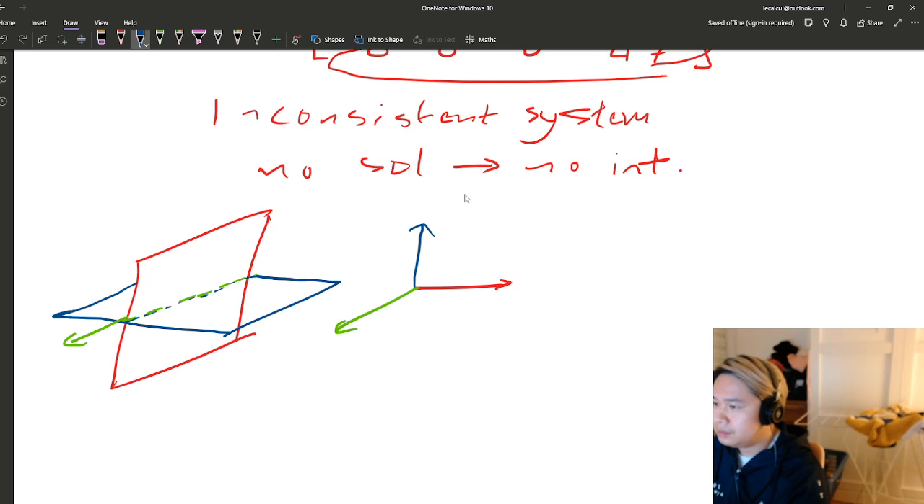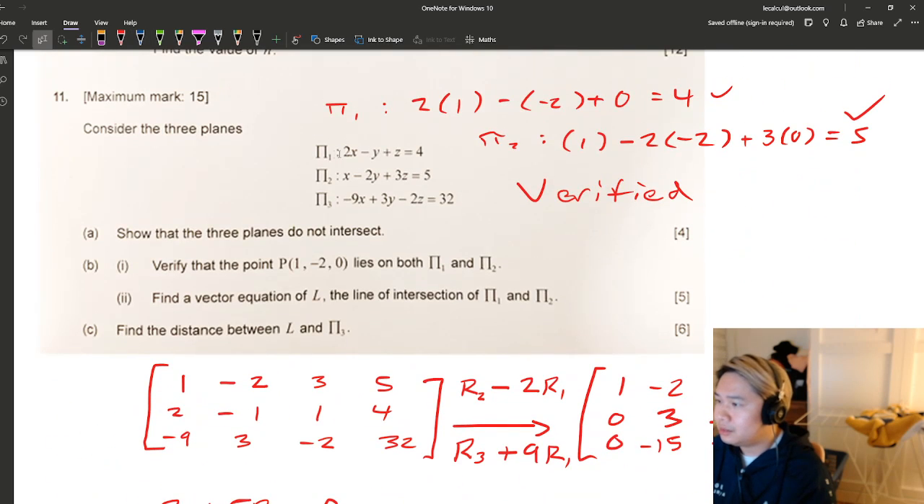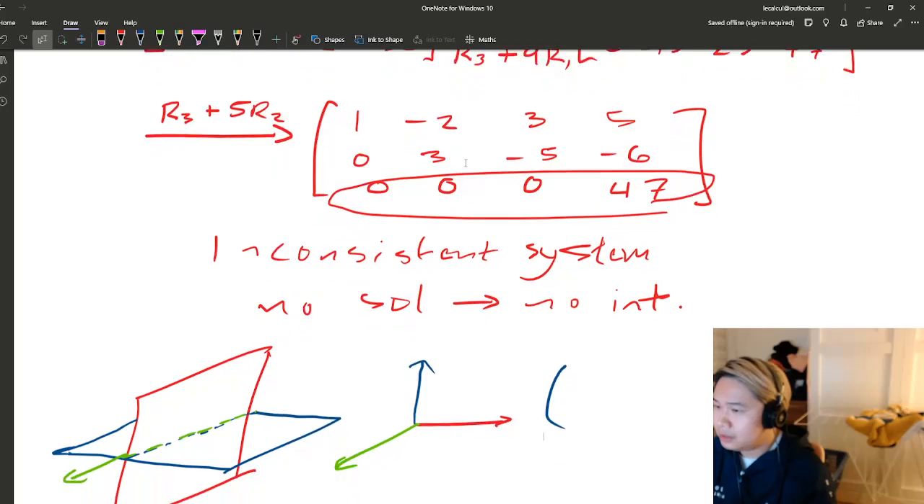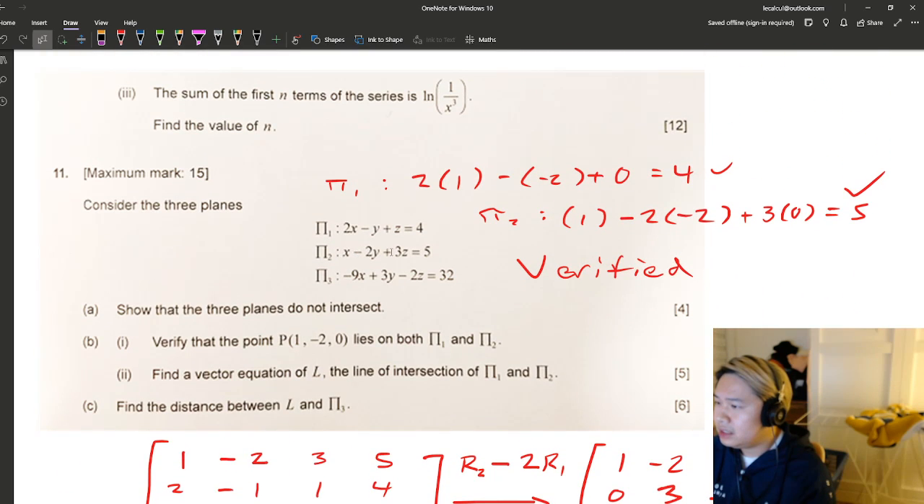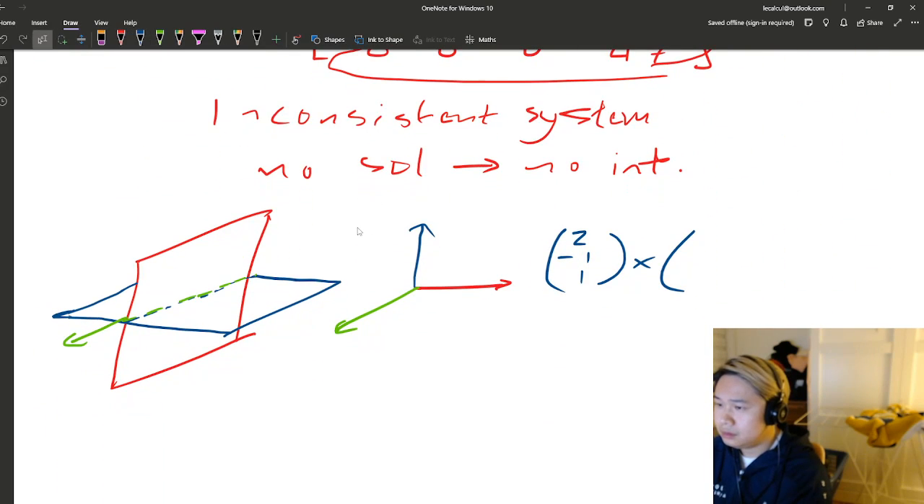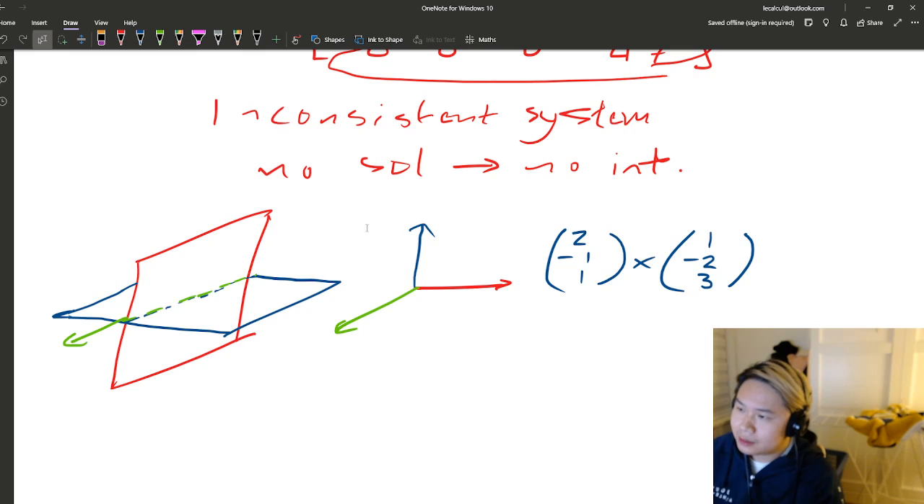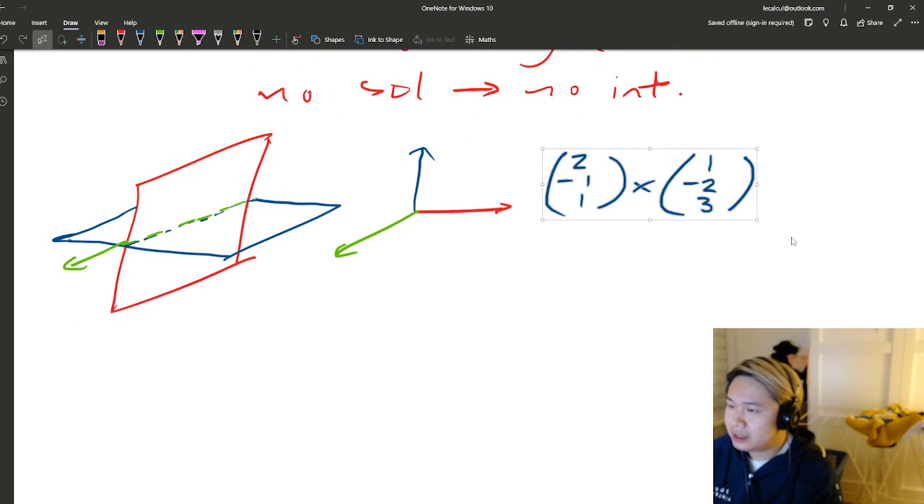So let me just do that. The normal vector of the first plane is 2, -1, and 1. The second vector is going to be 1, -2, and 3. And then to get a vector perpendicular to both of them, we take the cross product or the vector product.